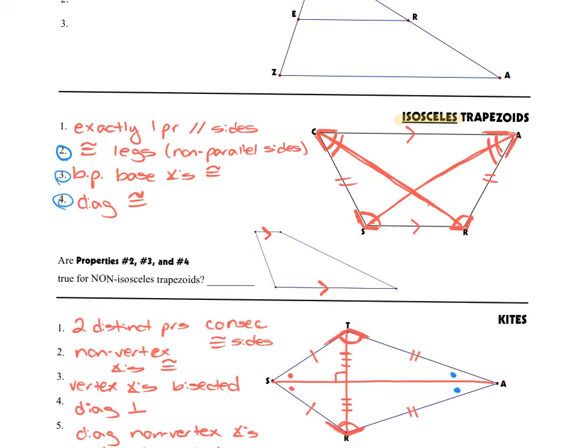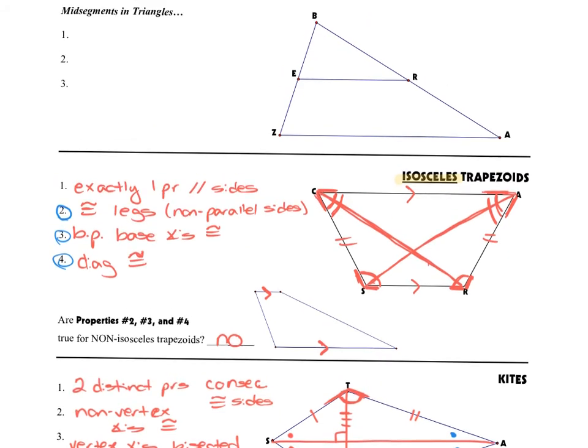Is this leg congruent to this? Nope. Are these base angles congruent? Does this look congruent to this? Definitely not. One's acute and one's obtuse. And would the diagonals be congruent? Imagine drawing those in. Do those look like they're the same? Definitely not. So properties 2, 3, and 4 don't apply if it's not an isosceles trapezoid. If it's just a plain regular trapezoid, you kind of don't get very much of anything.